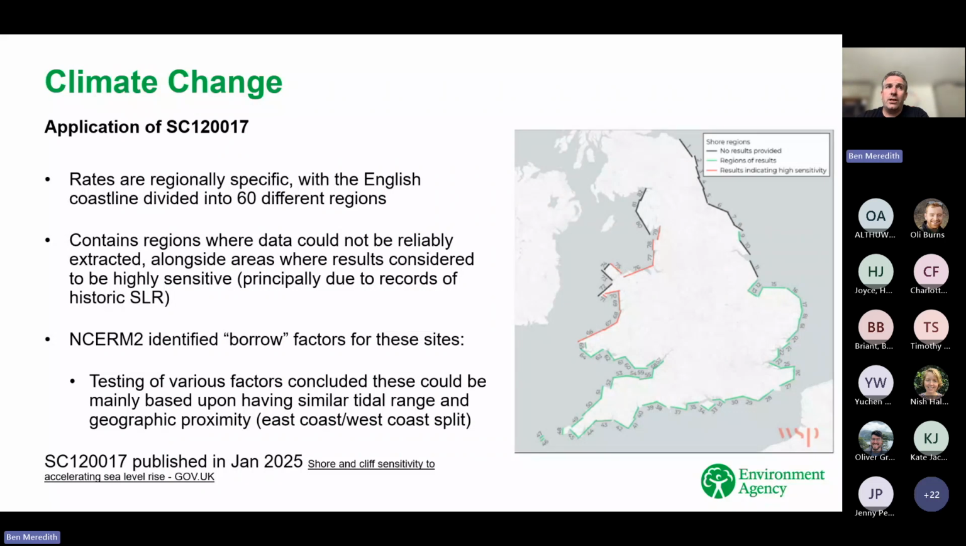For both instances of no data or high sensitivity, the NCERM project decided it was appropriate to borrow CSI values from areas that might be considered to be similar with respect to factors influencing the modelling. Key sensitivities were considered during the selection. These included coastal orientation and wave exposure alongside tidal range. And in the research report in particular, tidal range was deemed to be a very significant factor. So for the NCERM2 methods, it was considered appropriate to ascribe borrowed regions based on whether they were on the west or east coast and selected based on tidal range and geographic proximity.